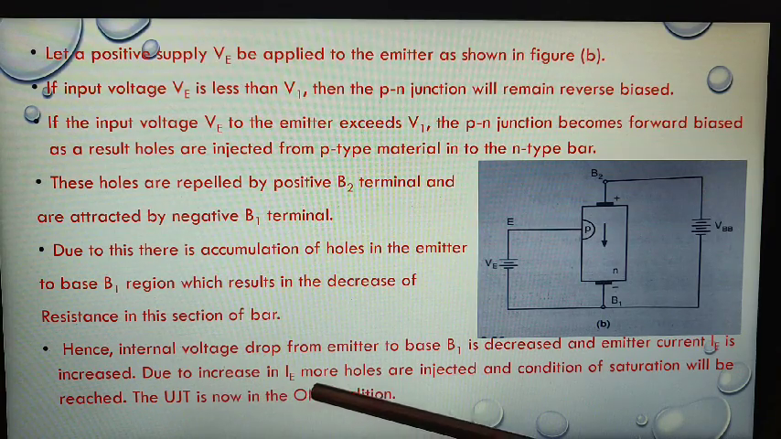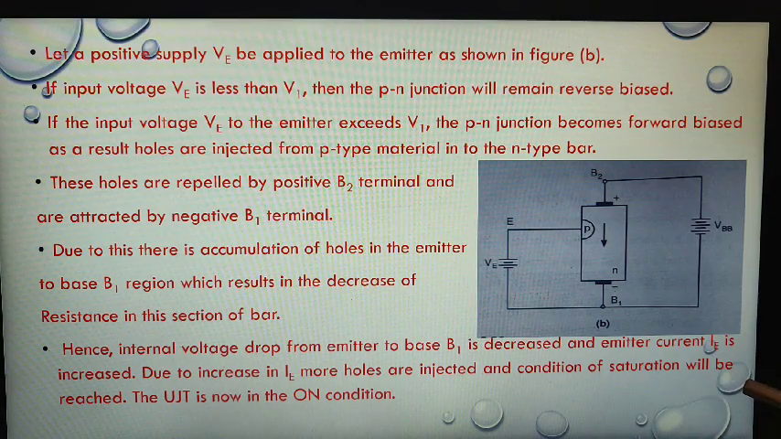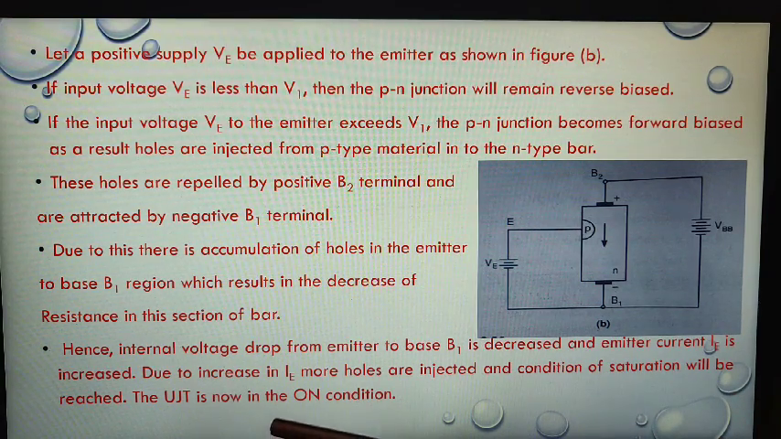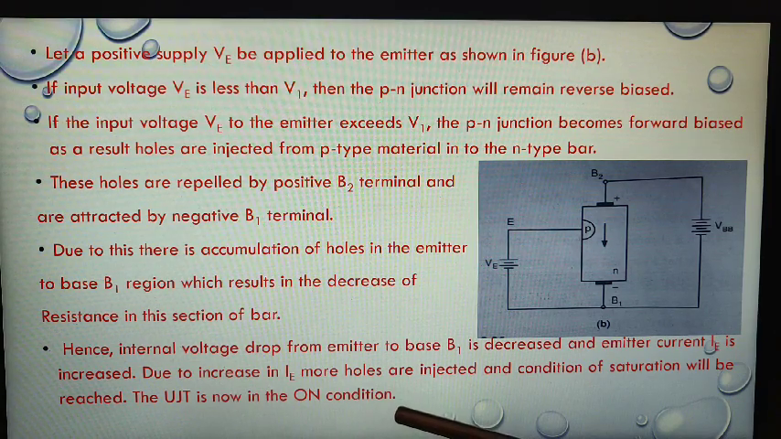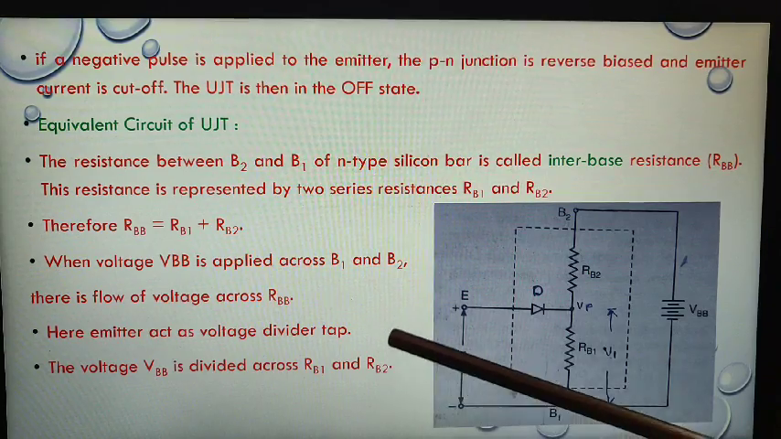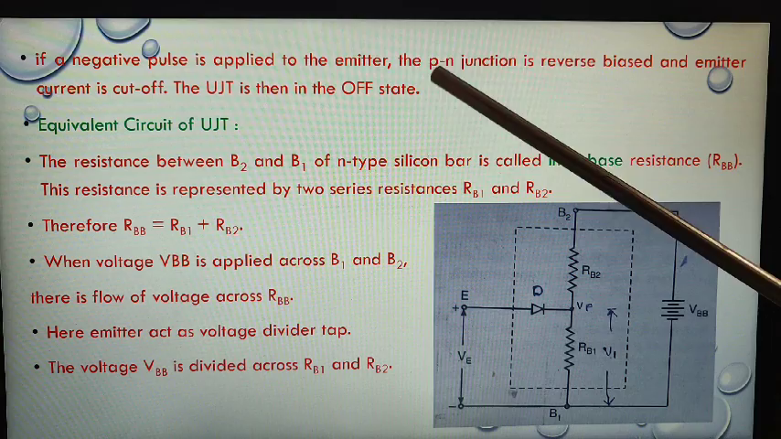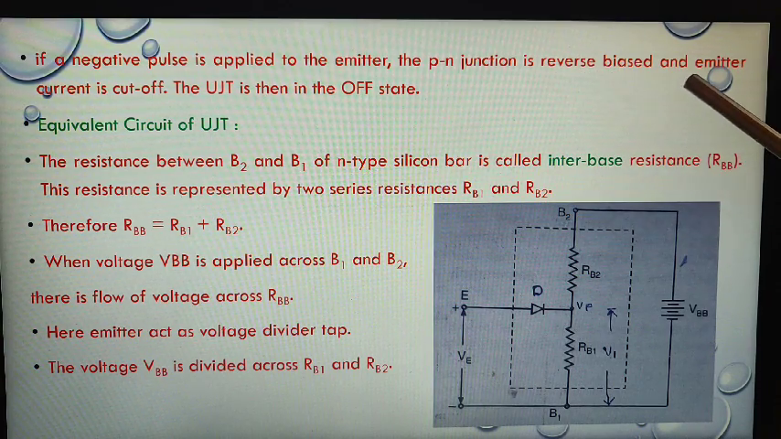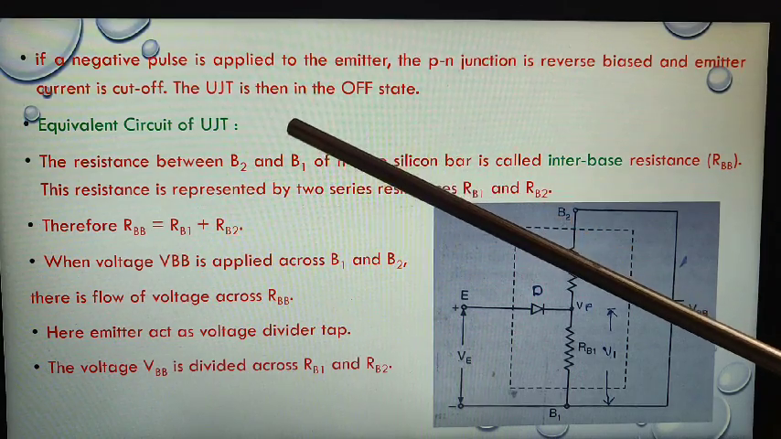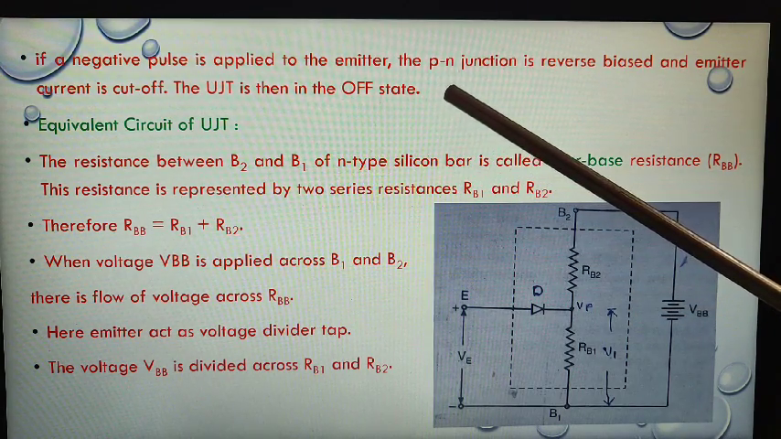Due to the increase in IE, more holes are injected and the condition of saturation will be reached. The UJT is now in the on condition. If a negative pulse is applied to the emitter, then the PN junction again becomes reverse biased and the emitter current is cut off. The UJT is then in the off state.